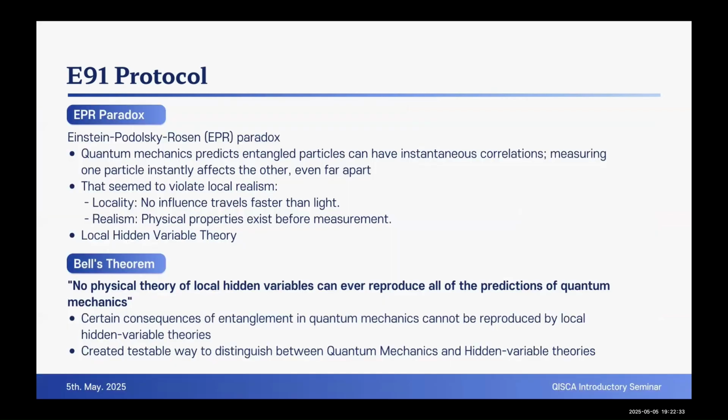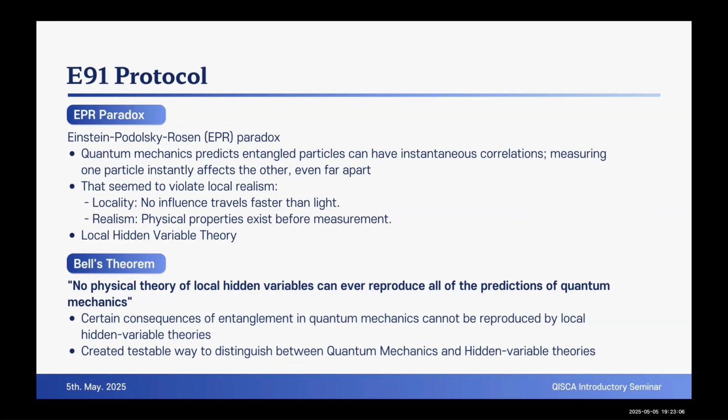To understand the motivation behind the E91 protocol, we first need to talk about the EPR paradox. This was proposed by Einstein, Podolsky, and Rosen in 1935. They pointed out that quantum mechanics predicts instantaneous correlation between entangled particles, even when they're far apart. Measuring one particle seems to instantly affect the other, which appears to violate what's known as local realism.